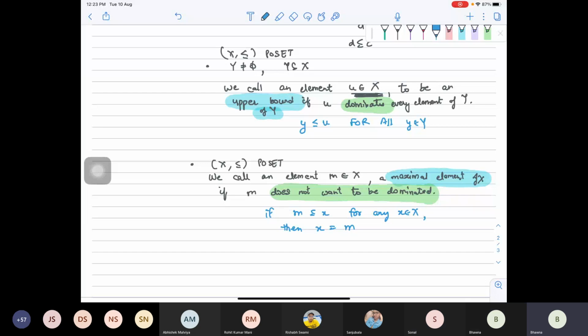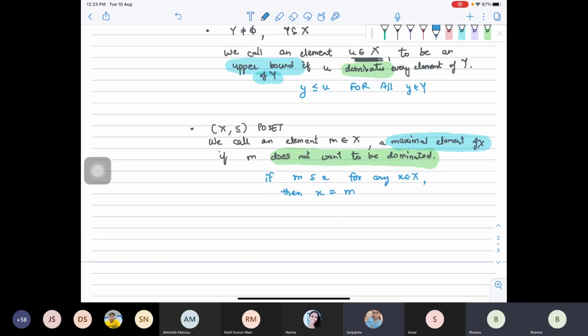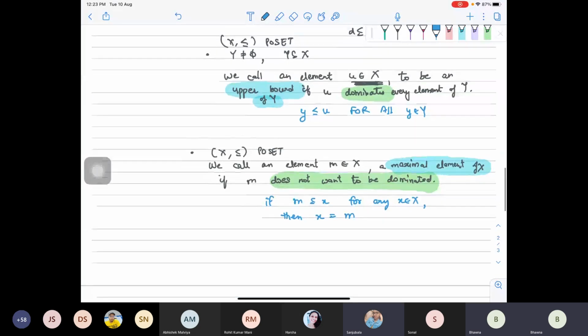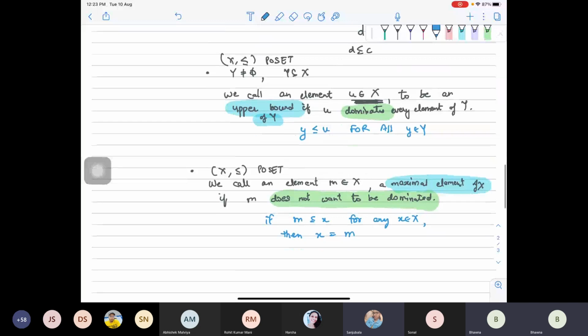Yes, ma'am. Okay. So can you just give me some example? Ma'am, excuse me ma'am, if we take Y as the complete X in that case, what will our upper bound be? So do you think what the upper bound should be? She has a very good question. Thank you for asking, Harsha.